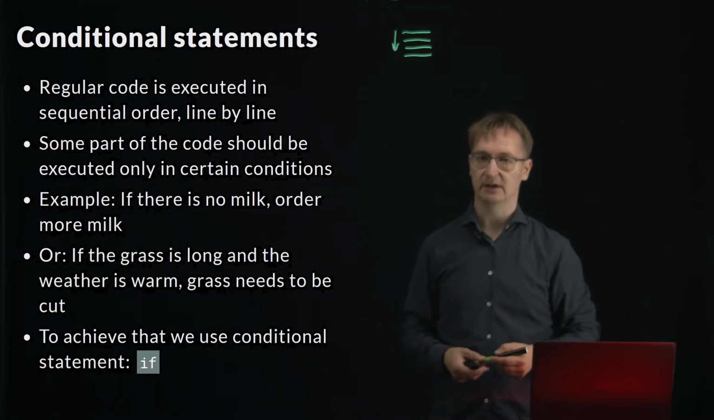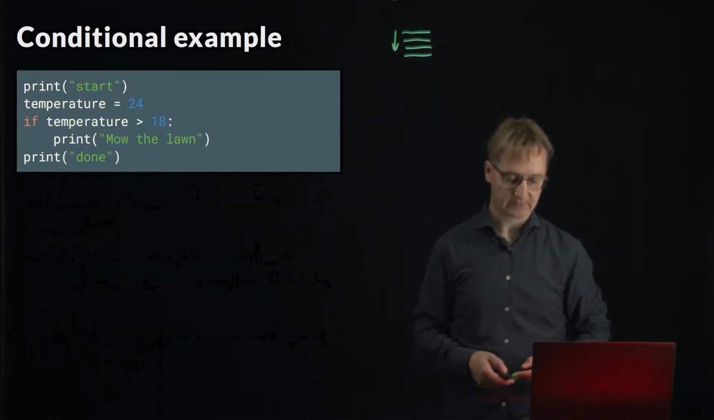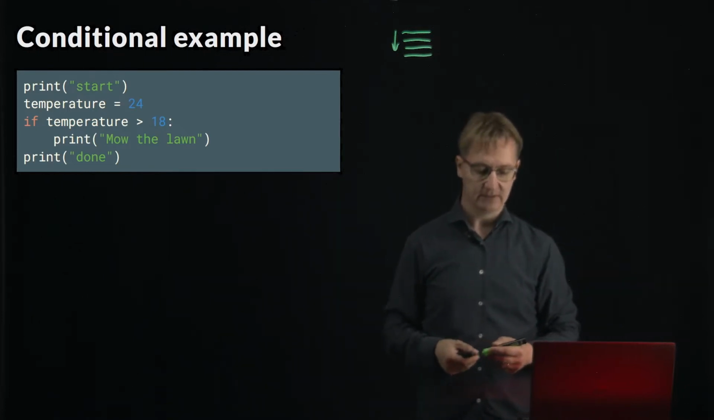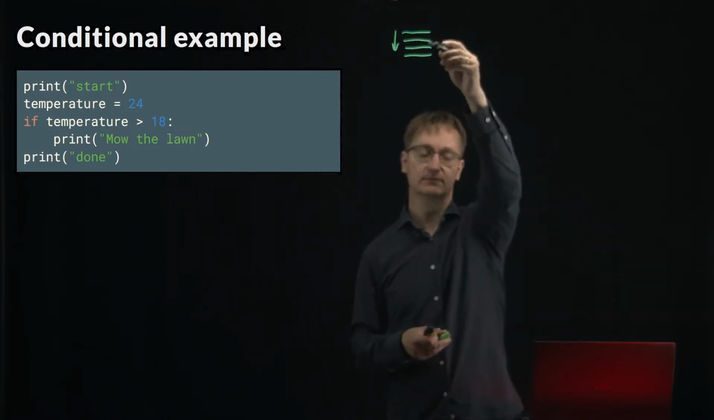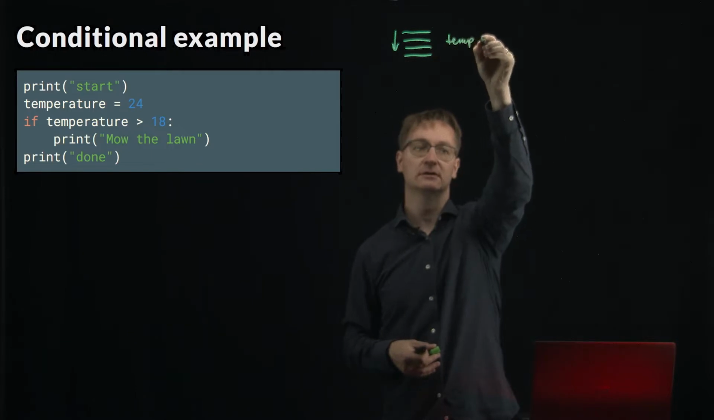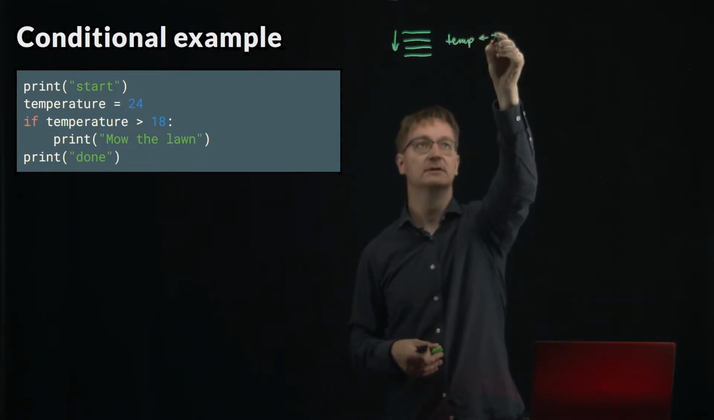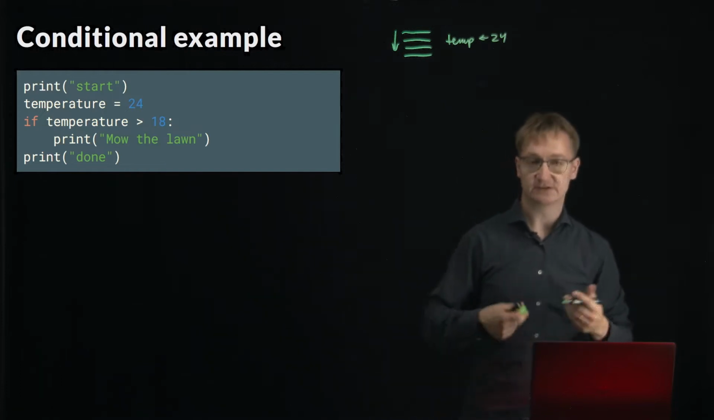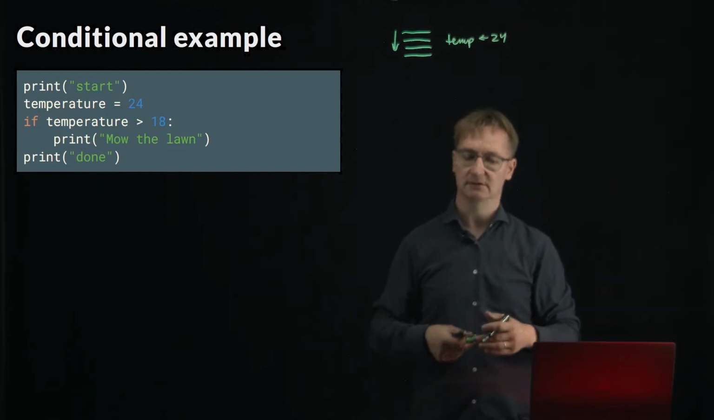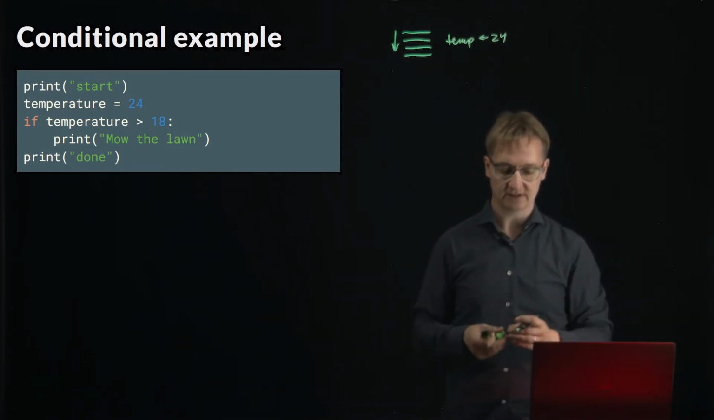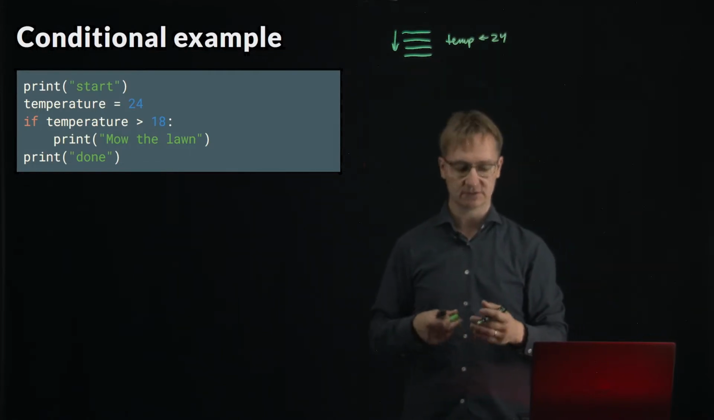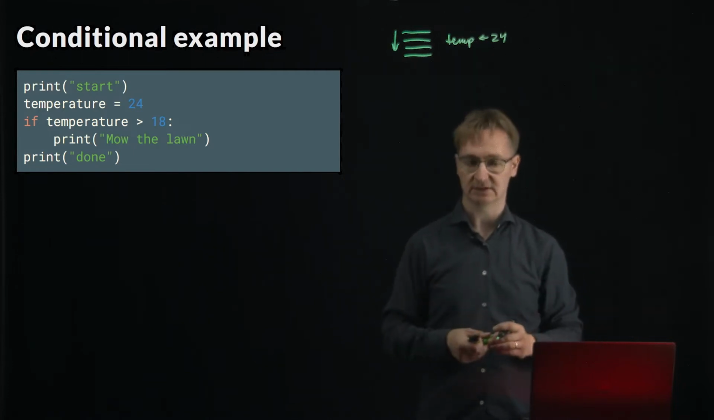To do that, in Python we can use the if statement. Here is an example of an if statement, and you can see there are some lines of code. For example, print, and we assign a temperature to be 24. And now we have an if statement. An if statement basically says that if the condition on this line is true, then we execute the body of the condition, and if it's not, then we don't execute this code.